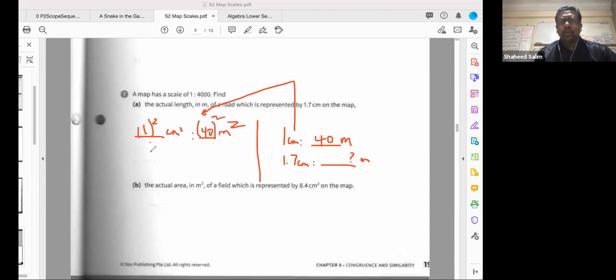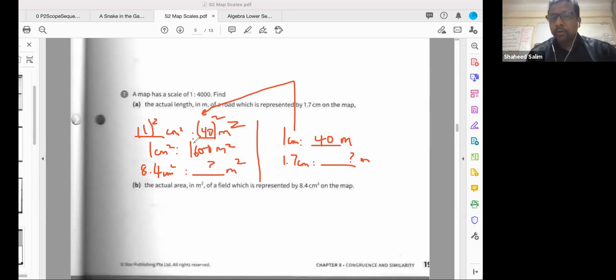So 1 times 1 is 1, 1 cm square. But 40 times 40 is how many? 1600. Now they ask you now 8.4. Very easy. Once you reach this part, you know already what to do, right? So notice that we have to get this ratio clear first. How to do? Just square this, square this. Finish.